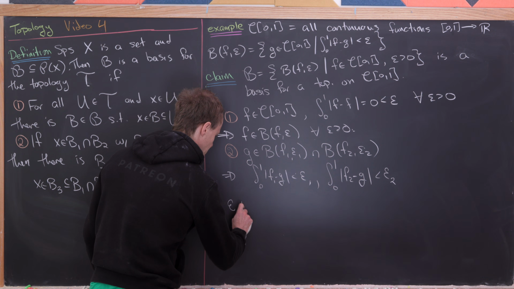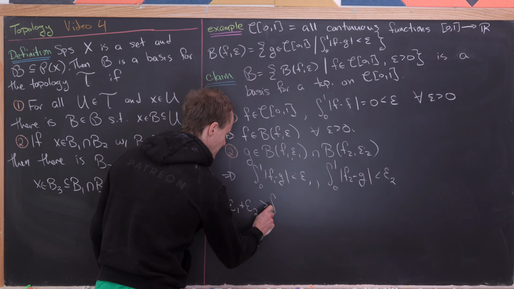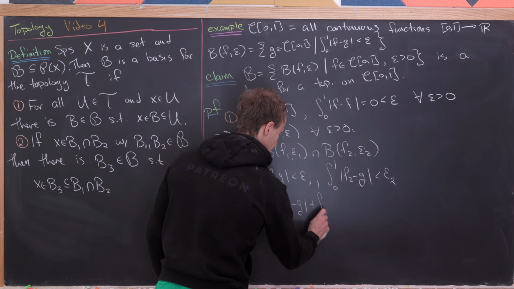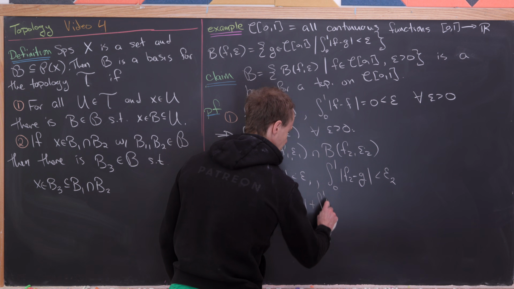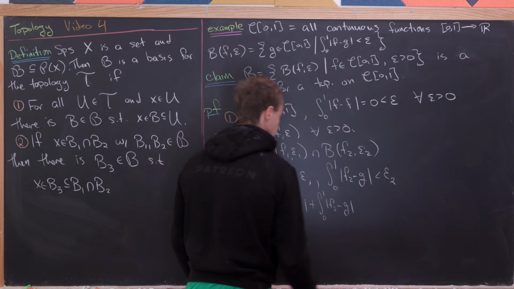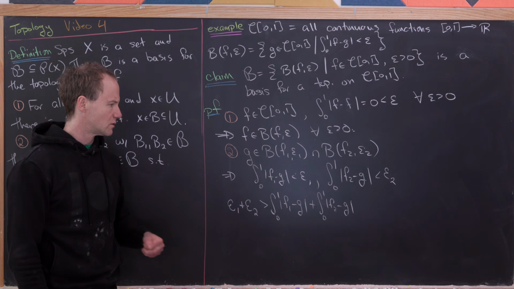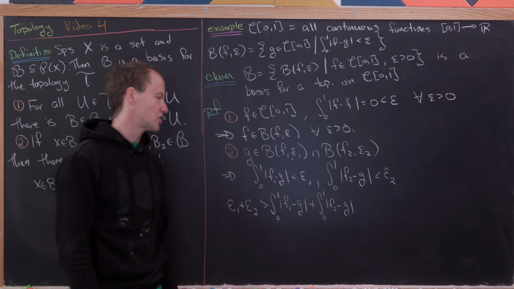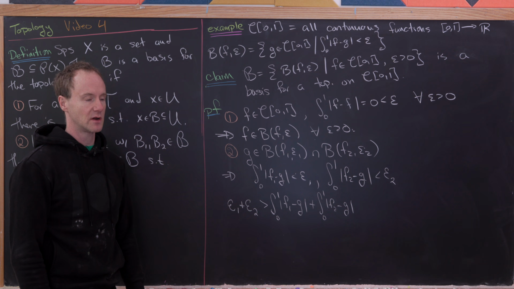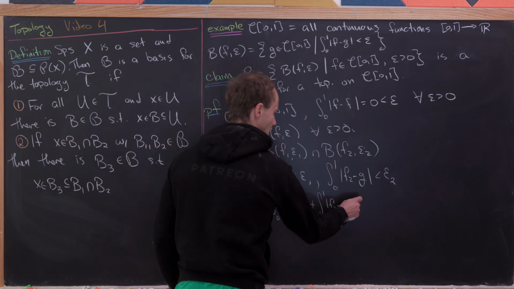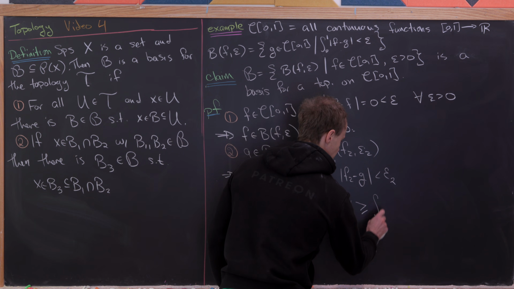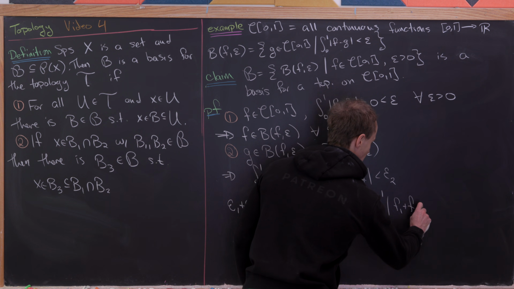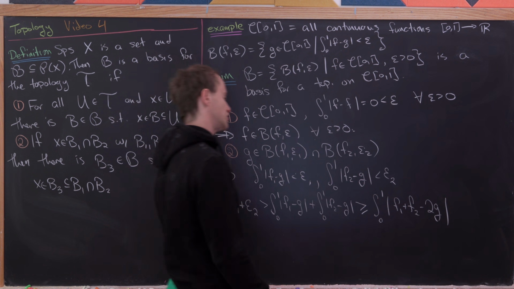But now we can add those and get the following. So let's notice we have epsilon 1 plus epsilon 2 is going to be bigger than the integral from 0 to 1 of the absolute value of f1 minus g plus the integral of the absolute value of f2 minus g. But then it's simply the triangle inequality that lets us push those absolute values back together, but we might get something smaller. So this is all bigger than or equal to the integral from 0 to 1 of the absolute value of f1 plus f2 minus 2 times g.